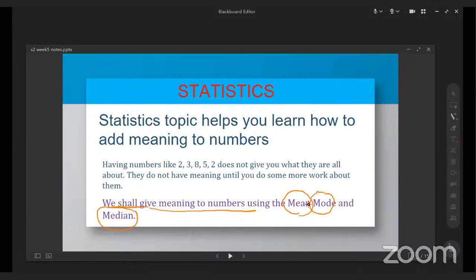That's what we are going to look at. So when someone asks you, what do you mean by statistics? Basically, it is a way that we try to organize numbers and we give them a meaning, okay?